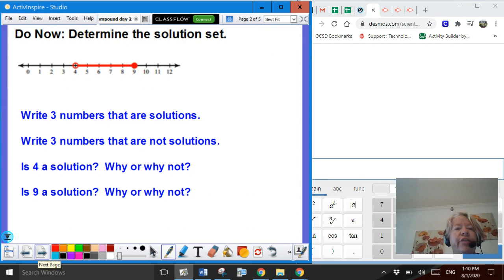And tell me 3 numbers that are solutions, 3 numbers that are not solutions. Tell me if 4 is a solution, yes or no, and why or why not. And if 9 is a solution, yes or no. And then we're actually going to write the inequality and decide whether this is an "and" or an "or." So hit pause, see if you can figure that out.